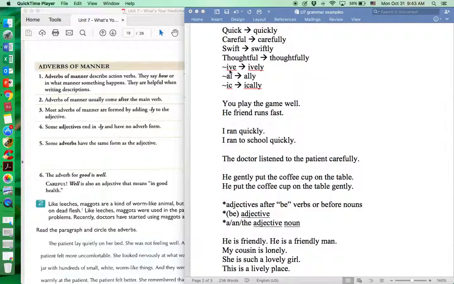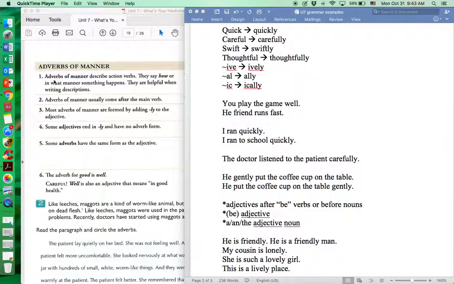IVE adjectives are usually made into adverbs by adding ly. AL adjectives, we add ly, same as what I said up here. And then we have this one exception. IC adjectives are generally formed into adverbs by adding ALLY. Right? So not all of these adjective forms will be directly related to an adverb, but if you have an adverb form, you'll frequently just add ly to the adjective form.